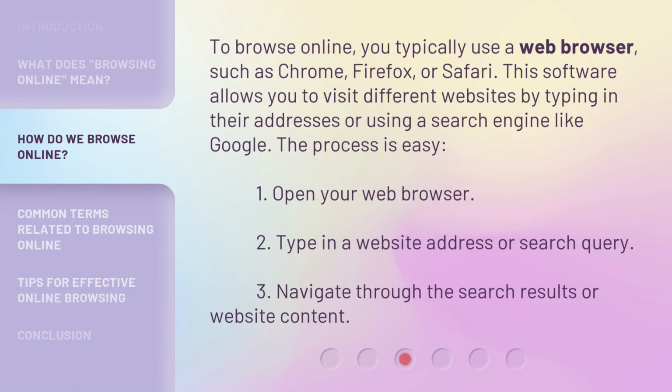To browse online, you typically use a web browser, such as Chrome, Firefox, or Safari. This software allows you to visit different websites by typing in their addresses or using a search engine like Google. The process is easy. 1. Open your web browser. 2. Type in a website address or search query. 3. Navigate through the search results or website content.